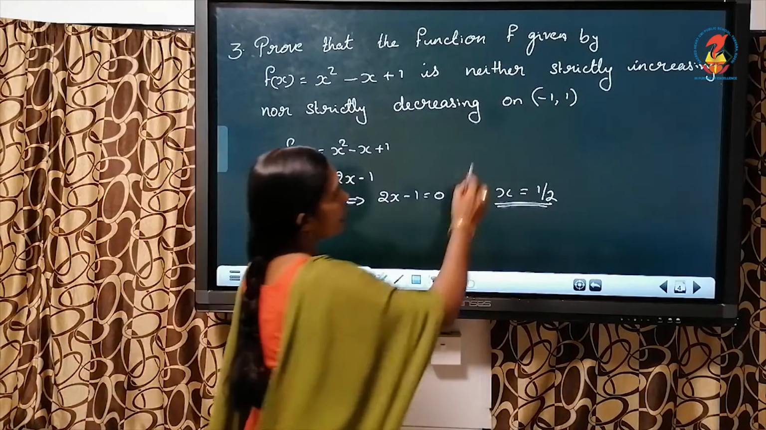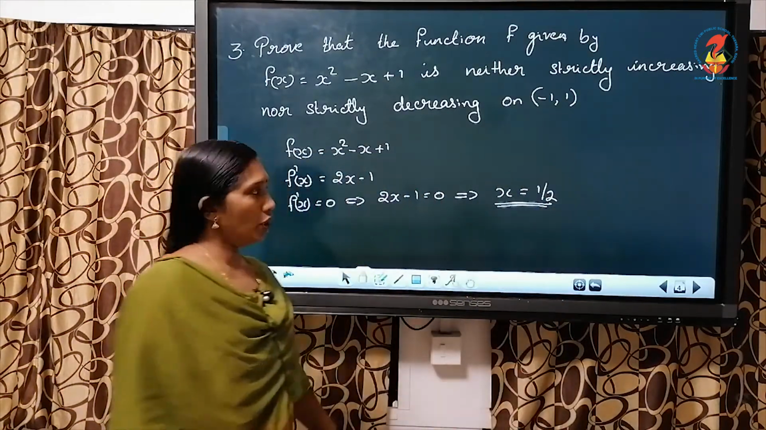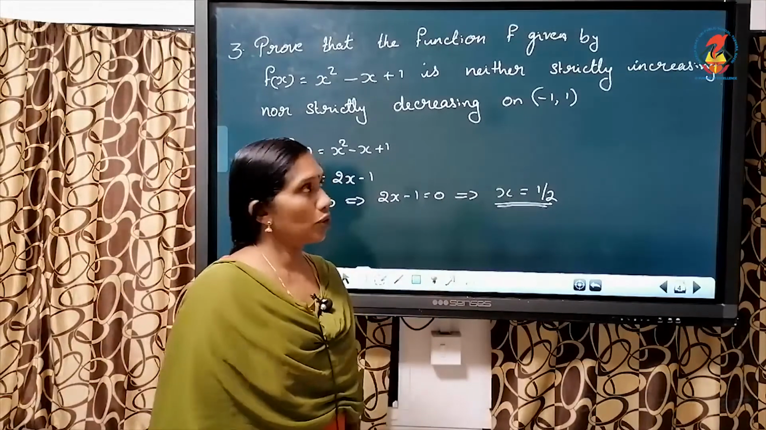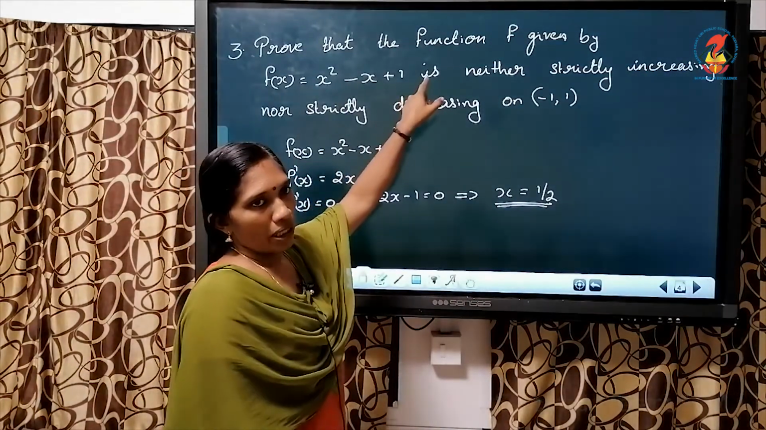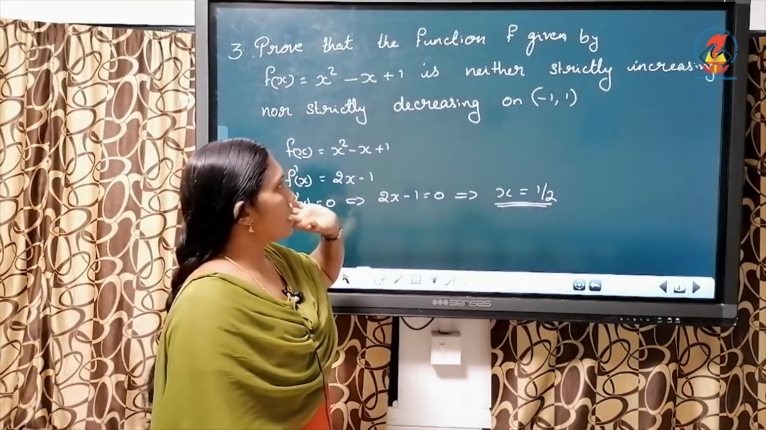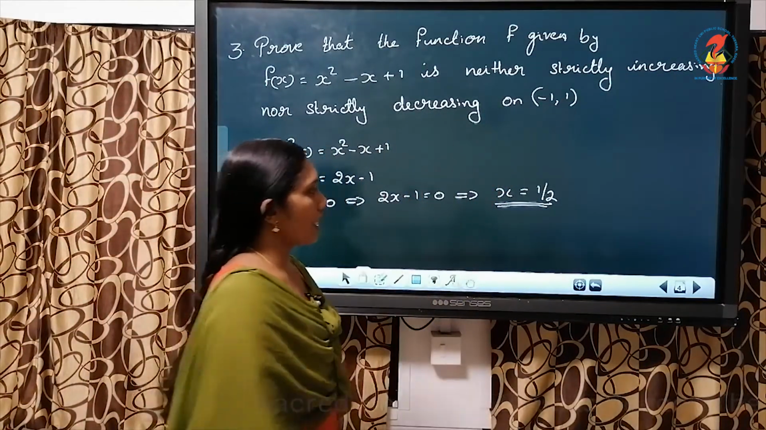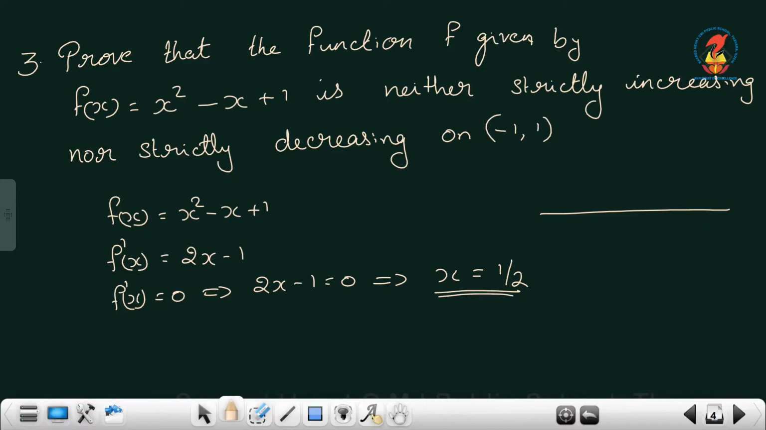Then the interval. Here it is given minus 1 to 1. Usually we write minus infinity to infinity, then mark 1 by 2. This is a polynomial function, the domain is the set of real numbers. But here it is mentioned minus 1 to 1, so there only you have to check. So I am drawing the number line starting with minus 1, then 1. Mark the point 1 by 2.